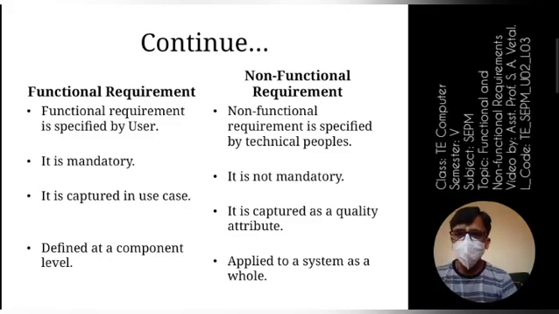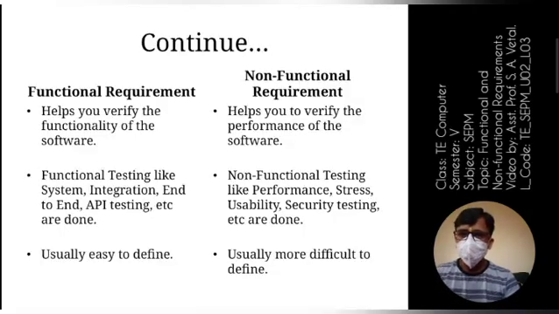And the last, the non-functional requirement, is applied to a system as a whole. Means all those quality attributes can be applied to that system as a whole. You can mark those quality attributes against all the constraints, all the systems, all the functionalities and all the features of that software. So these are the differences between functional and non-functional requirements.